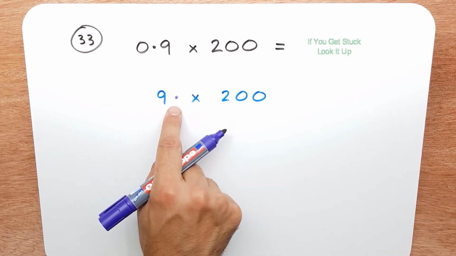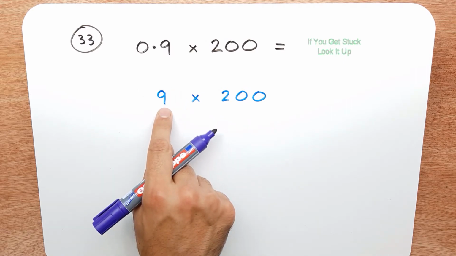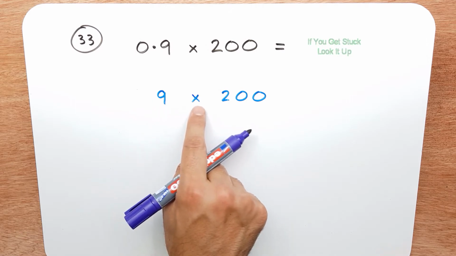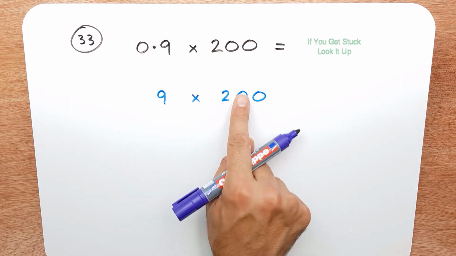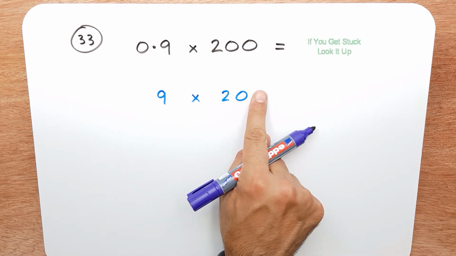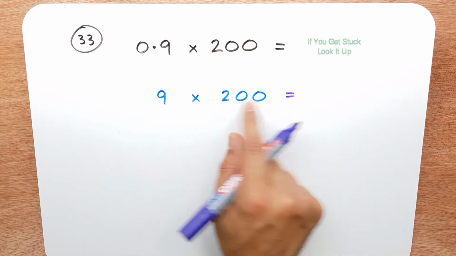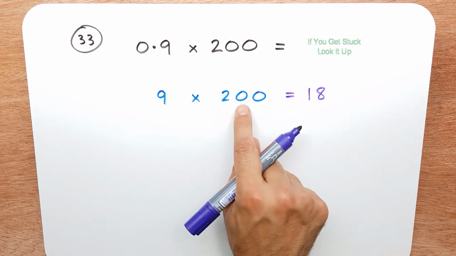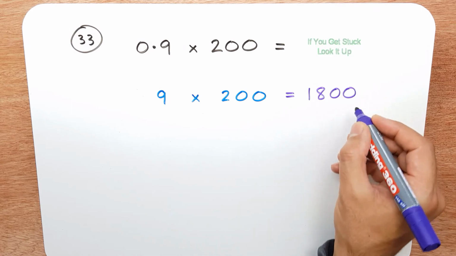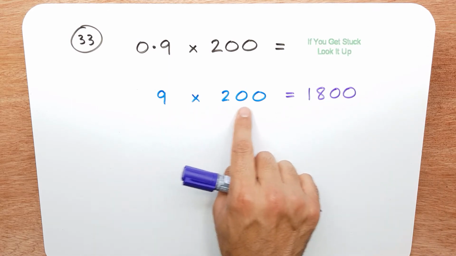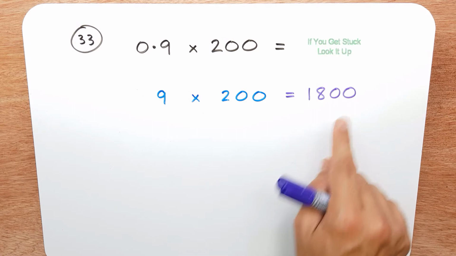So I have 9, the decimal point is there, that can disappear. So what in effect I have got is 9. So I can do 9 times 200. And what you do with these sort of questions, you hide the 2 zeros and you do 9 times 2. And 9 times 2 is 18. And then these 2 zeros that we hid, we bring them back. So 9 times 200 is 1,800.